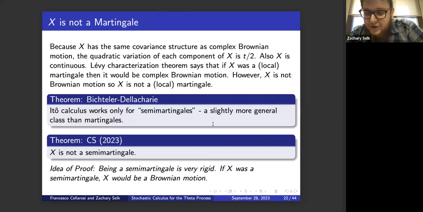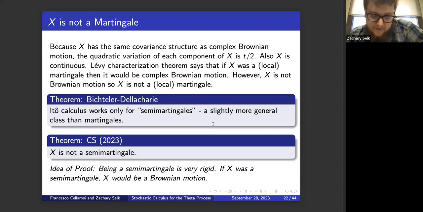However, we showed that the quadratic variation for the theta process is t, right? By that I mean each component is t over 2. And what that means is if X was a martingale, then it would be Brownian motion, but we know from properties 3 and 4 earlier that it has heavy tails and dependent increments, so it is actually not Brownian motion. So it is not a martingale using the Lévy characterization.